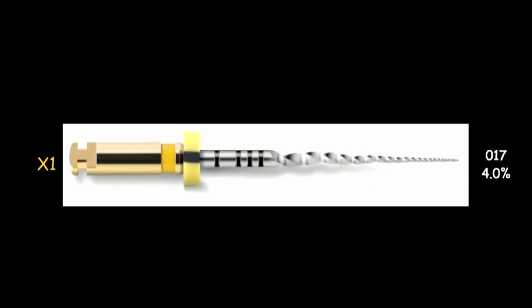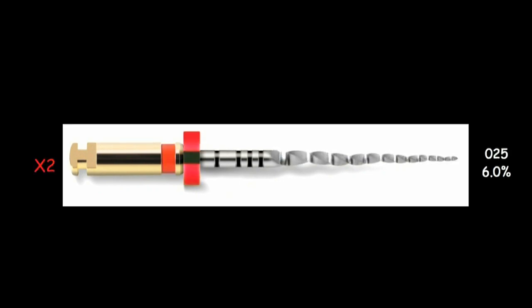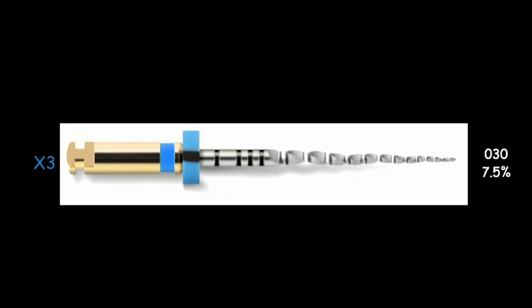So let's look at these instruments closer. X1 is really the X1, 2, and 3 are the bulk of the shapers. And X1, you can see the geometries, X2, and then X3. Recently we were in Switzerland, and we're teaching endodontists there how to use ProTaper Next.